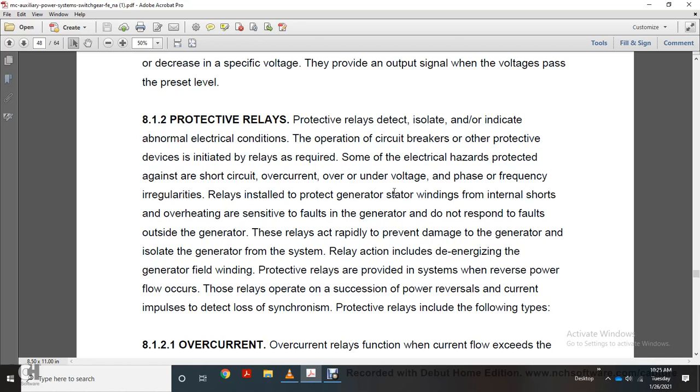Relays installed to protect generator stator windings sense internal shorts, overheating, and faults within the generator, and do not respond to faults outside the generator. These relays act rapidly to prevent damage to the generator and isolate the generator from the system. Relay action includes de-energizing the generator field winding. Protective relays are provided in the system when reverse power flows occur. The relay operates on the cessation of power reversal and the current impulse with the detection of loss of synchronism.